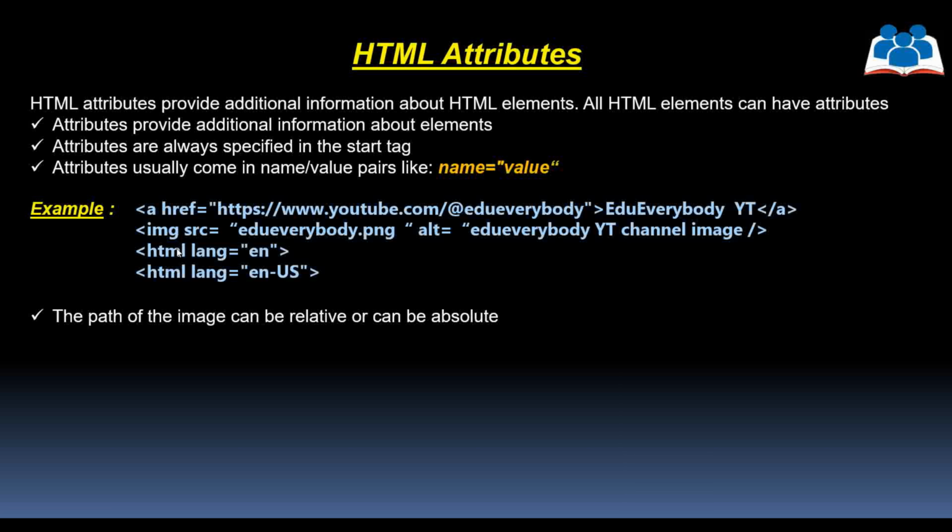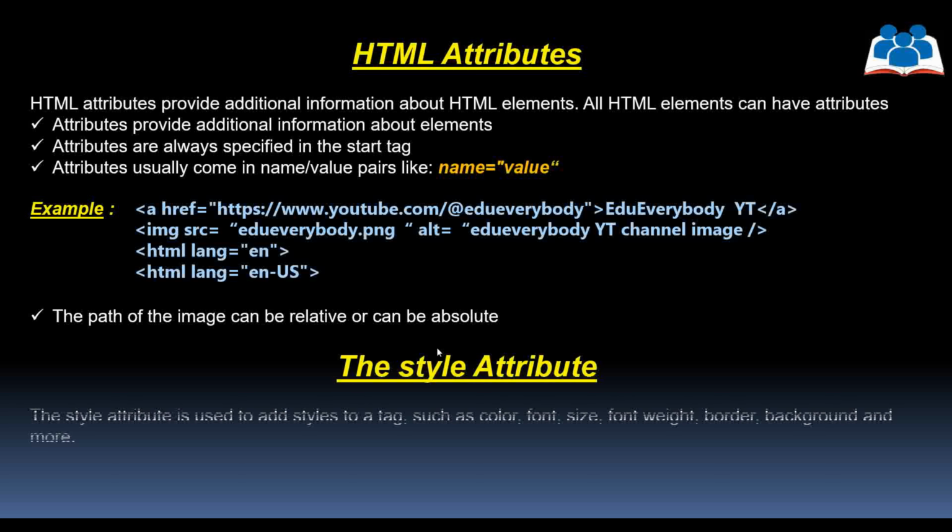In the HTML tag, we have gone through it in the first or second video, the introduction part, that lang equals en. So this actually defines the language, and this defines the language with the country code. So lang is the name and en is the value, and here en-US is also a value. The path of the image can be relative or absolute. Here we have defined the image, so the path can be relative and absolute as well. I hope that is clear.